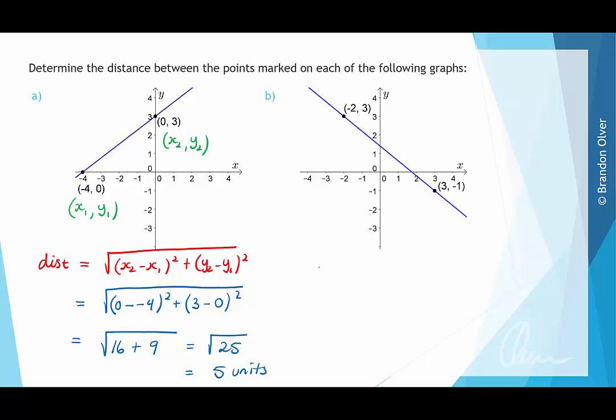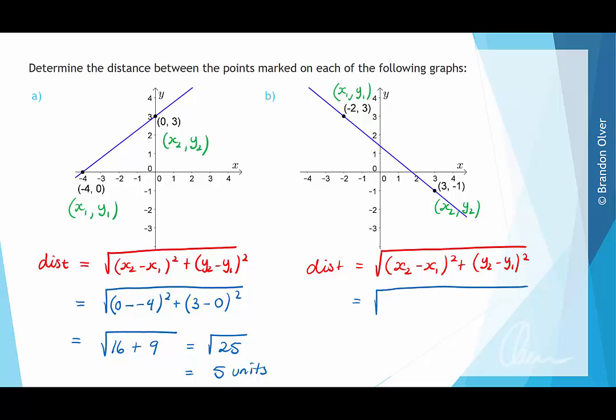For part B, we're going to use the same distance formula, and we can label this point as x1, y1, and this point as x2, y2. So substituting that into our formula, we have x2 is going to be 3 subtract negative 2 all squared, plus y2, which is negative 1 subtract y1, which is 3 all squared.